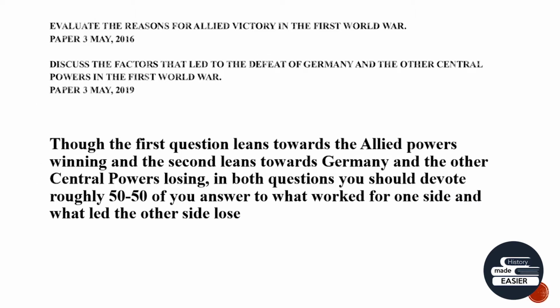So, 2 paper 3 questions for us to think about. Evaluate the reasons for Allied victory in the First World War, and discuss the factors that led to the defeat of Germany and the other Central Powers in the First World War. Now, as I put here, though the first question leans towards the Allied powers winning, and the second leans towards Germany and the other Central Powers losing, in both questions you should devote roughly 50-50 of your answer to what worked for one side and what led the other side to lose.